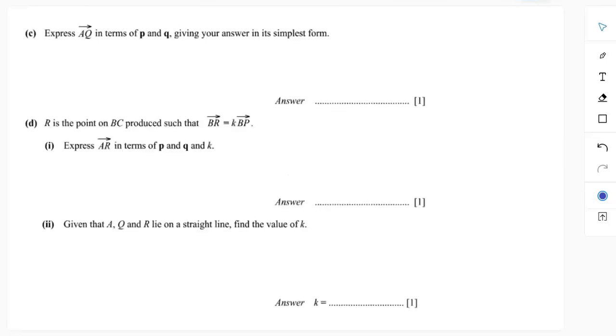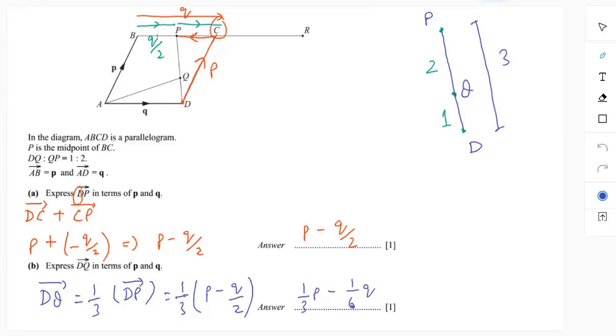Okay, express AQ in terms of P and Q, giving your answer in its simplest form. AQ आपने represent करना है P और Q के terms में. AQ कहाँ पर है? फिर में देखना पड़ेगा. अच्छा, it's a problem कि आपको slide में जाना वापस shift करनी पड़ेगी यहाँ पे. But let's deal with it. AQ, that's pretty straightforward. AQ, A से Q पे जाना है.